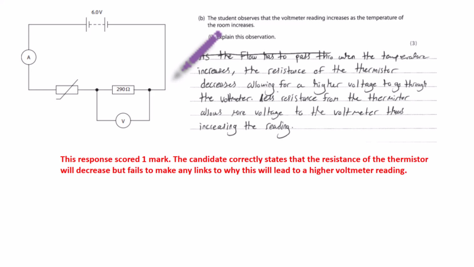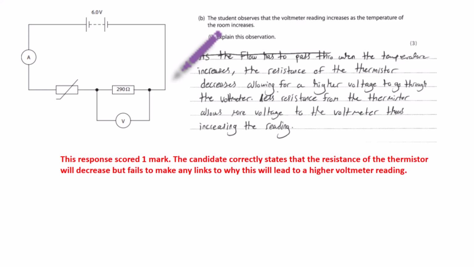The student observes that the voltmeter reading increases as the temperature of the room increases. This is a very common question. When the temperature increases, the resistance of the thermistor decreases. This part is fine. Allowing for a higher voltage to go through the voltmeter, all messed up here. Less resistance from the thermistor allows more voltage to the voltmeter, thus increasing the reading.